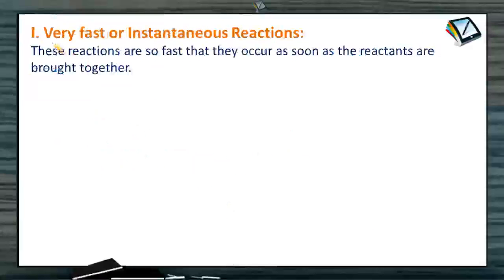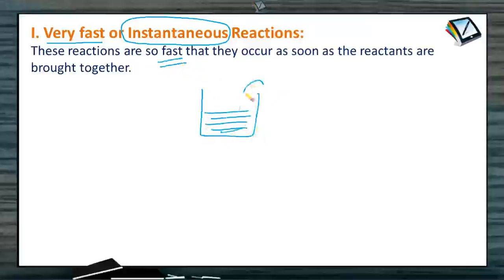Very fast reactions, or we also call them instantaneous reactions. Means these are the reactions which are very fast and they occur as soon as the reactants are brought together. Means whenever we mix both the reactants, immediately the reaction takes place between those reactants. Generally, these reactions involve ionic species, and that is the reason why we can also call these reactions ionic reactions. And these reactions take about 10 power minus 14 to 10 power minus 16 seconds for their completion.